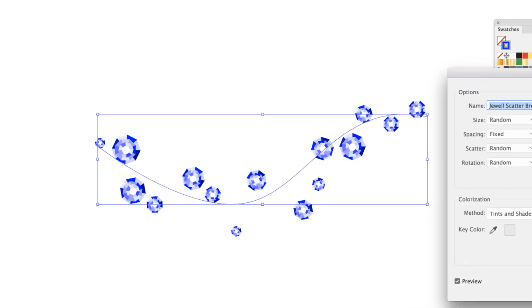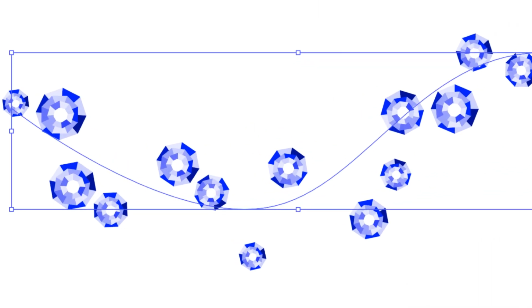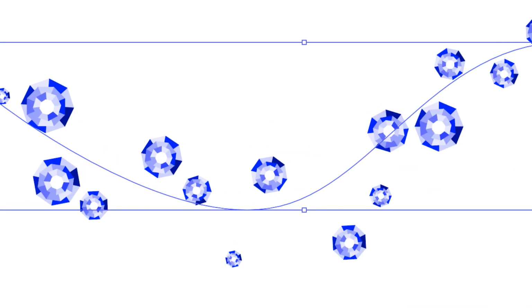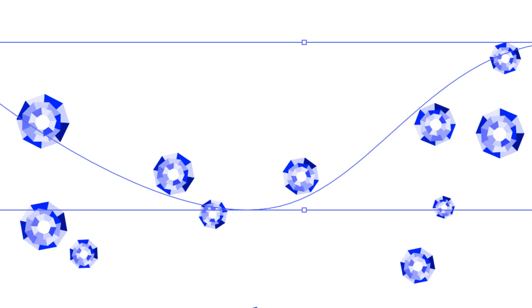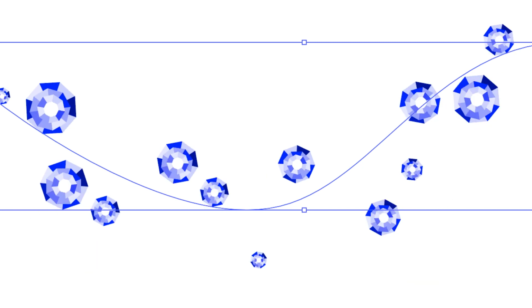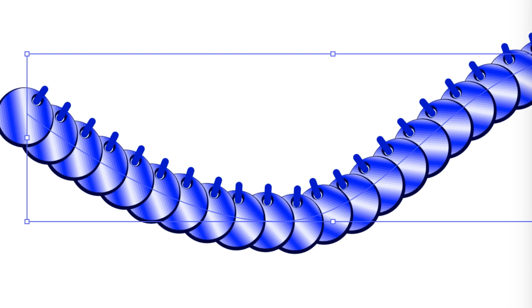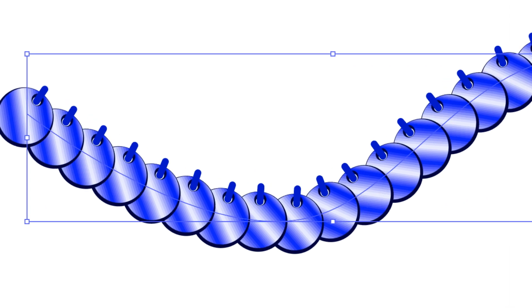The scatter brush is for things that are a little random, and I can scatter them with random sizes and distances, as I have done with the jewel here. Or it can be used for something that overlaps, like sequins.